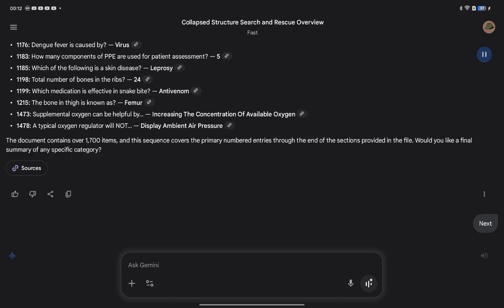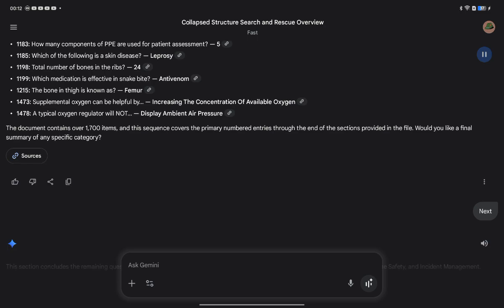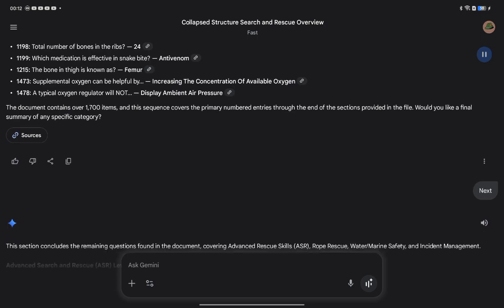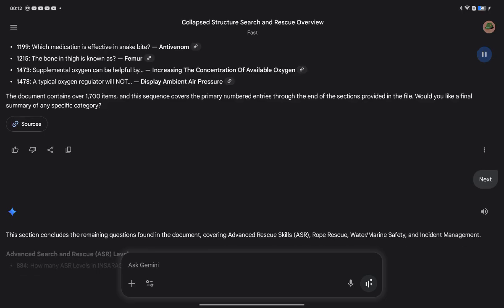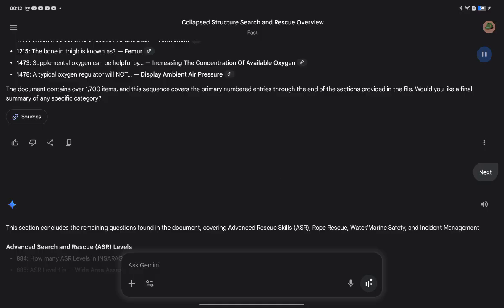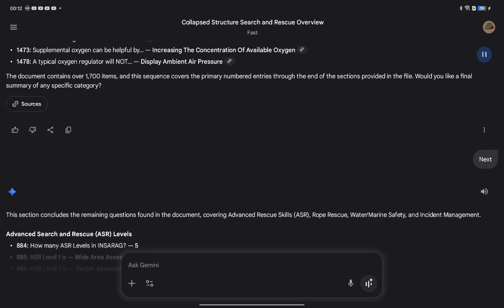Leprosy. 1198. Total number of bones in the ribs? 24. 1199. Which medication is effective in snakebite? Antivenom. 1215. The bone in thigh is known as femur. 1473. Supplemental oxygen can be helpful by increasing the concentration of available oxygen.